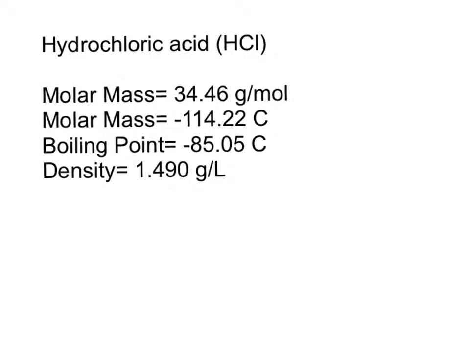The second chemical substance is hydrochloric acid. The molar mass is 36.46 grams per mole. The melting point is negative 114.22 degrees Celsius. The boiling point is negative 85.05 degrees Celsius, and the density is 1.490 grams per liter.